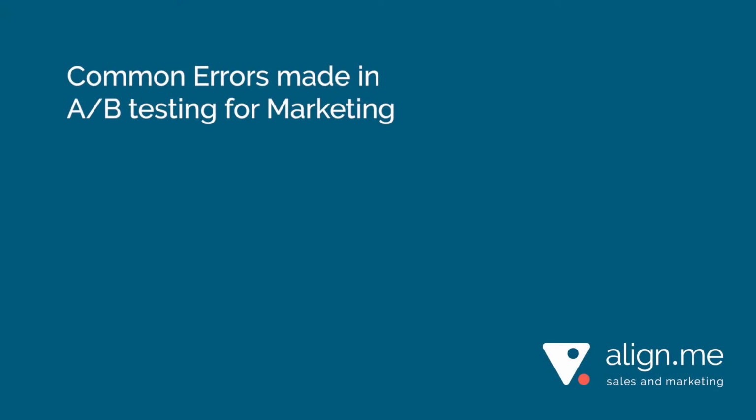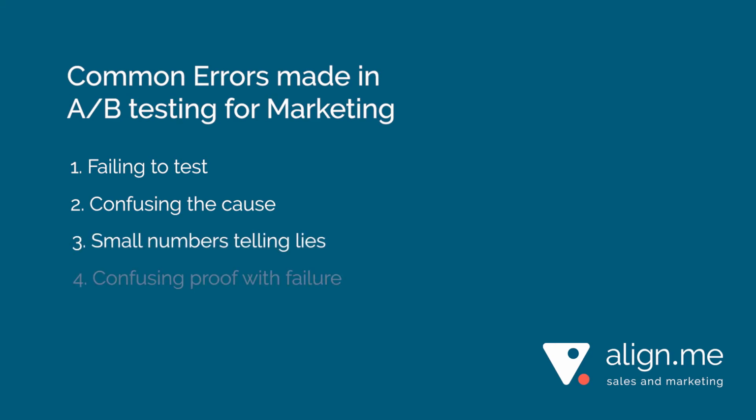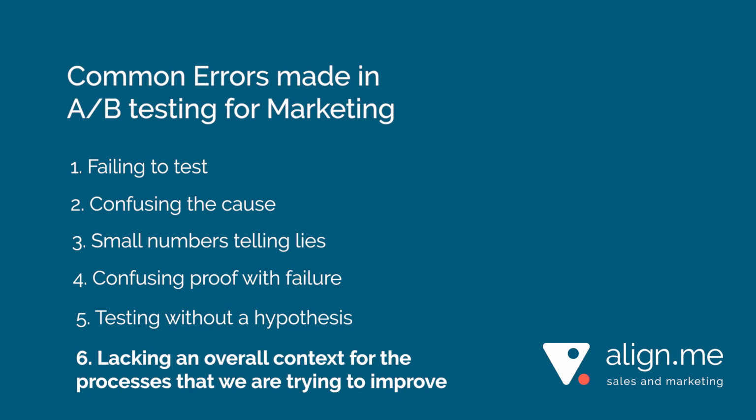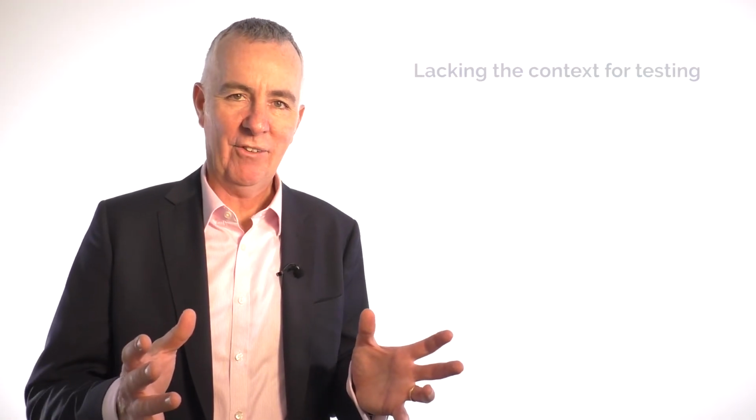Okay, so we've got 5 common errors in A/B testing for marketing so far. Failing to test, confusing the cause, small numbers telling lies, confusing proof with failure, and testing without a hypothesis. Now, number 6, lacking an overall context for the processes that we're trying to improve. Let me explain. So the 6th and final error is lacking a context for our testing.